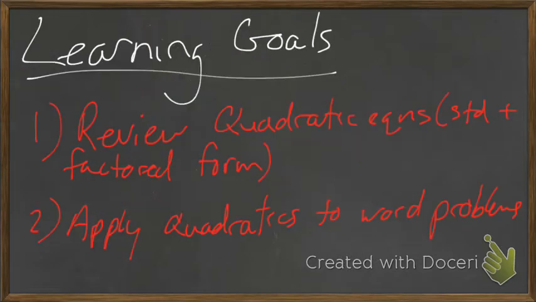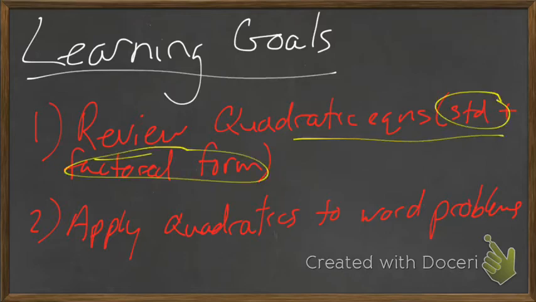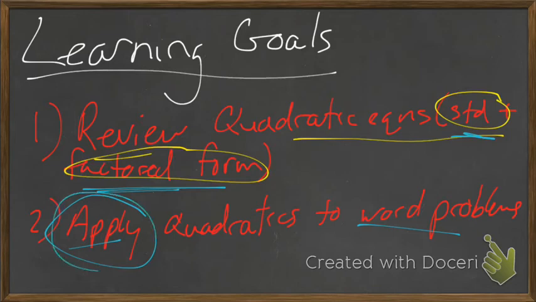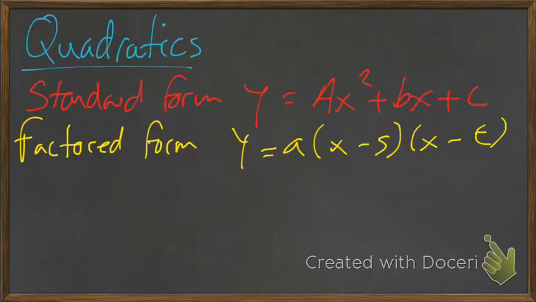So, learning goals for this lesson. We're going to review the quadratic equations, their standard form and factored form. We primarily use factored form, and we'll look at standard form a bit later in the series, but for now we're just going to look at the factored form. We're also going to apply quadratics to word problems. So, knowing math, having the knowledge of it is great. However, it's almost irrelevant unless you can apply it. Understanding how things work is very good, but you need to be able to apply the information to relevant situations.